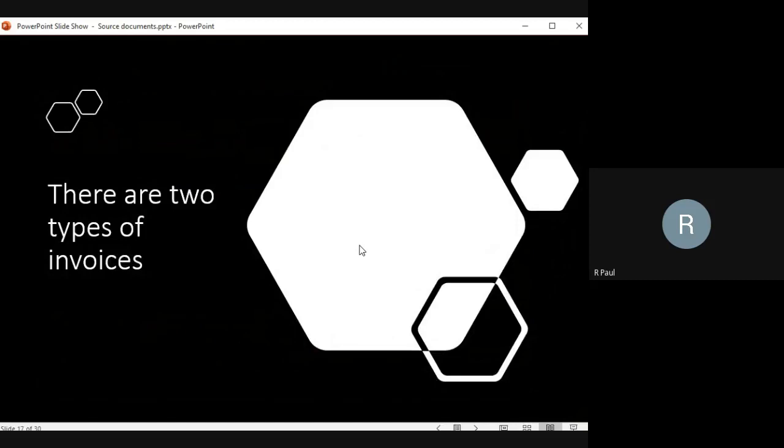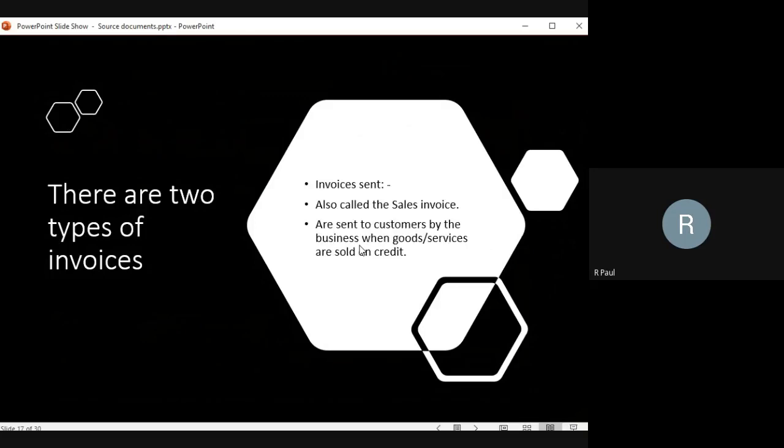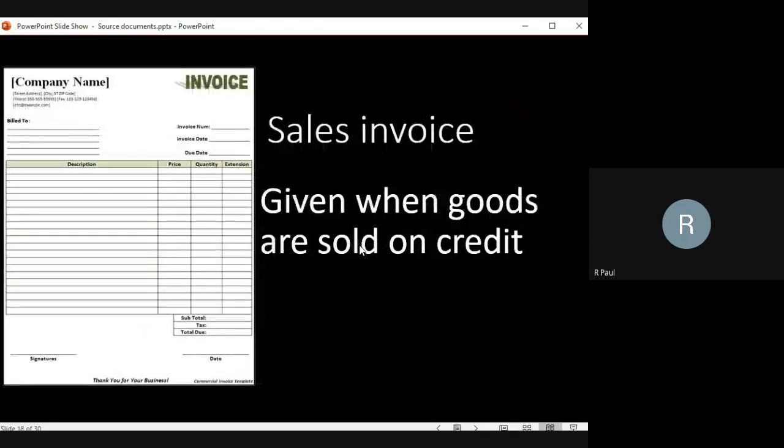The other way now is the invoice sent. Invoice sent are also called sales invoice. Sales invoices are sent to the customer by the business when goods or services are sold on credit, similar to the purchase invoice, because remember I said before, they're the same thing. It's just who's sending, who's receiving. So sales invoices are given when goods are sold on credit.